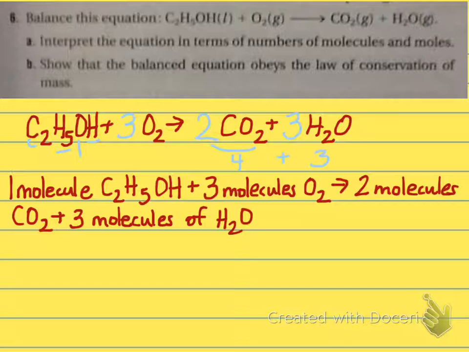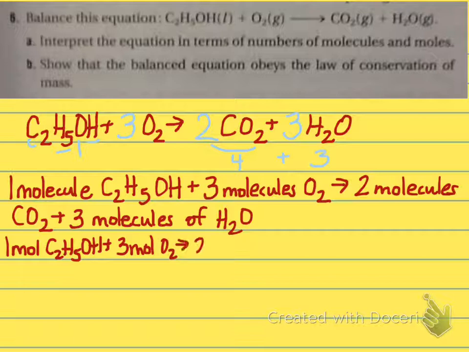To interpret this in terms of moles, again, my coefficients tell me my relative numbers of moles. So I have 1 mole of this alcohol plus 3 moles of oxygen to produce 2 moles of carbon dioxide and 3 moles of water. So now, letter B, show that the balanced equation follows the law of conservation of mass. So I need to figure out the mass of the reactants and the products.